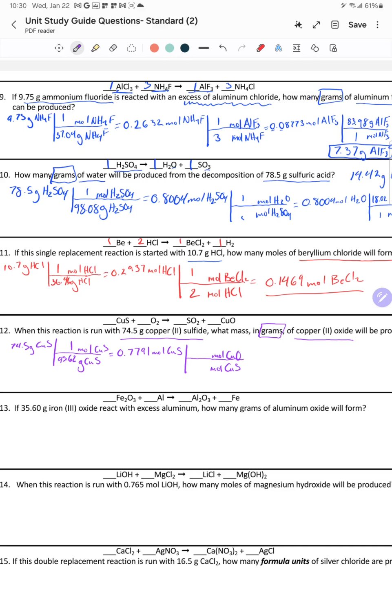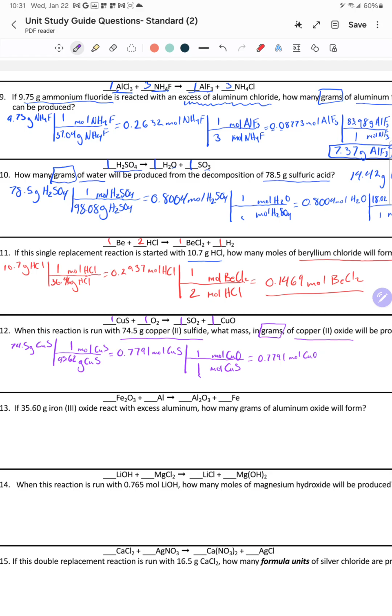That means I need a balanced chemical equation. So I look at this. I have copper 1 on my reactant side, 1 on my product side. Sulfur 1 on my reactant side, 1 on my product side. And oxygen, 1 and 1. So it's literally just a 1:1:1 ratio since everything's balanced. That means copper oxide and copper sulfide have the same mole value: 0.7791 moles of copper oxide.